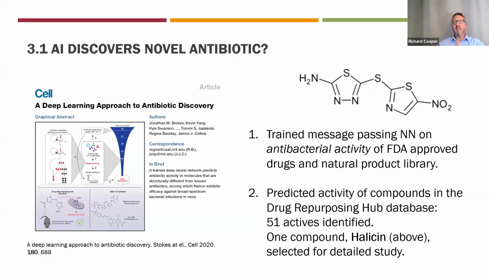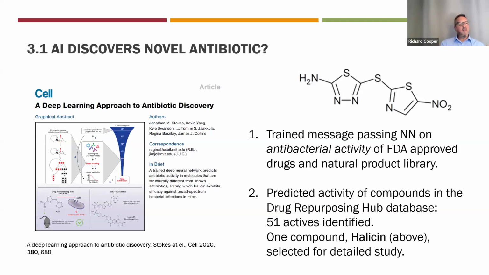So here is a paper from Cell in 2020, and this is a deep learning approach to antibiotic discovery. The message is AI discovers a new antibiotic, and in a way you can't argue with that, but we'll see why it may have been more luck than judgment that AI discovered this antibiotic. So they trained a message passing neural network to predict antibacterial activity of FDA-approved drugs and a natural product library. So that's the input data.